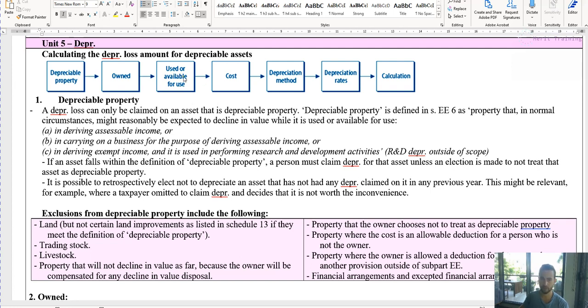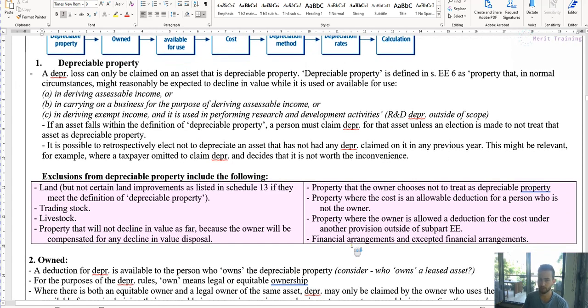So when it's used or available for use, who actually gets to claim it. So just keep that in mind. Property where the owner is allowed a deduction for the cost under another provision. So again, you can't double count provisions. So if you're already deducting it somewhere else in the Tax Act, then you can't claim it as depreciation here. And then finally, financial arrangements and accepted financial arrangements, which is another topic that we'll talk about later.